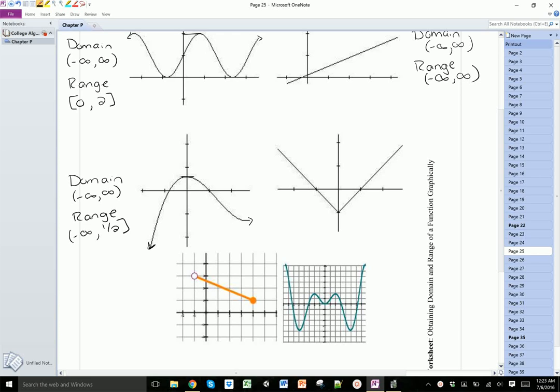Okay, with this one, the domain, it goes both directions forever, so the domain is -infinity to positive infinity. And the range, let's see, it goes down to -1, so it starts at -1, so I'm going to use a bracket of -1, excuse me, and then it goes up to positive infinity.